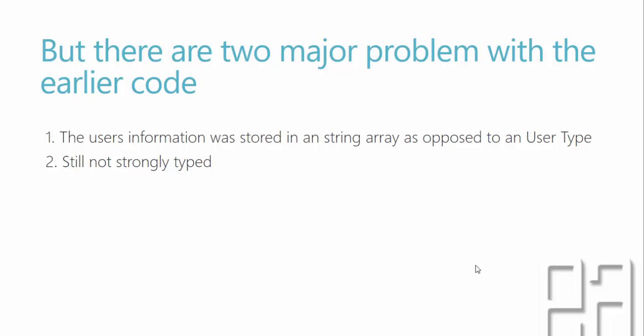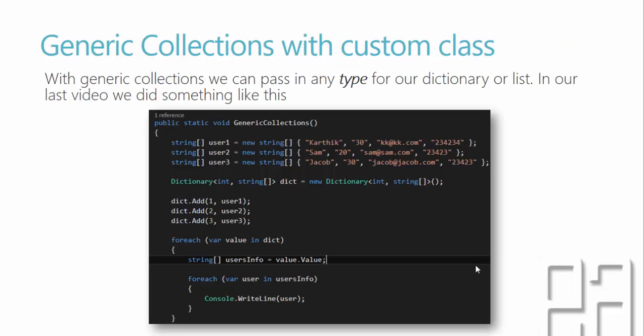The first one is the user information was stored as a string array as opposed to a user type. If I want to get the information of the user, let's say the user's name, then I somehow have to iterate in the for each loop over the dictionary called users info, and get the value out from it. And again, I don't really have a handle on the particular user's information, like whether the information is Karthik, or the age is 30, or an email address or phone number.